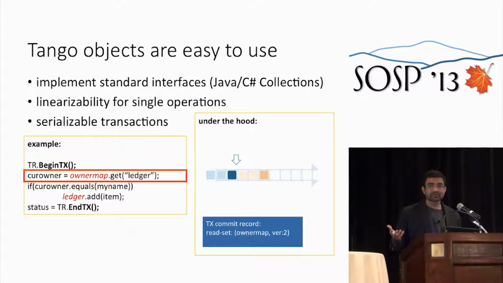Where do we get the version number from? Well, we have a shared log at the bottom. It orders all updates, so we can use the shared log as a versioning mechanism. So essentially, the version of an object is the last update that modified it.